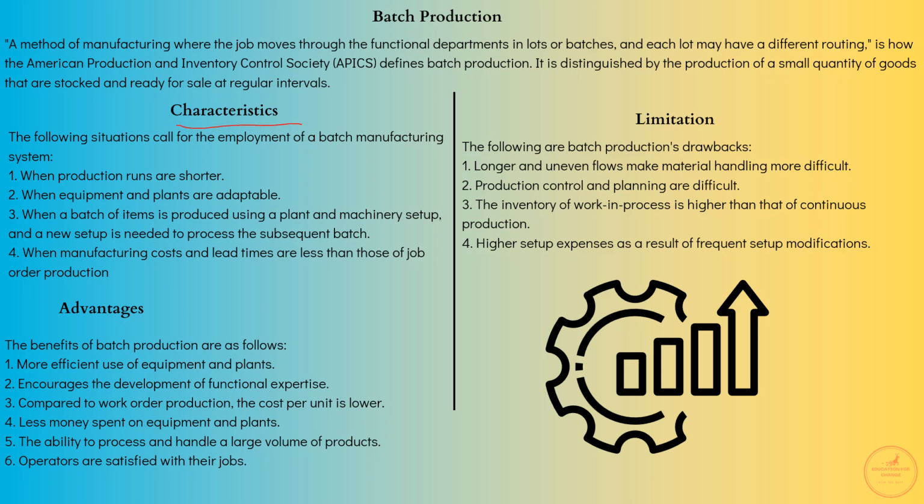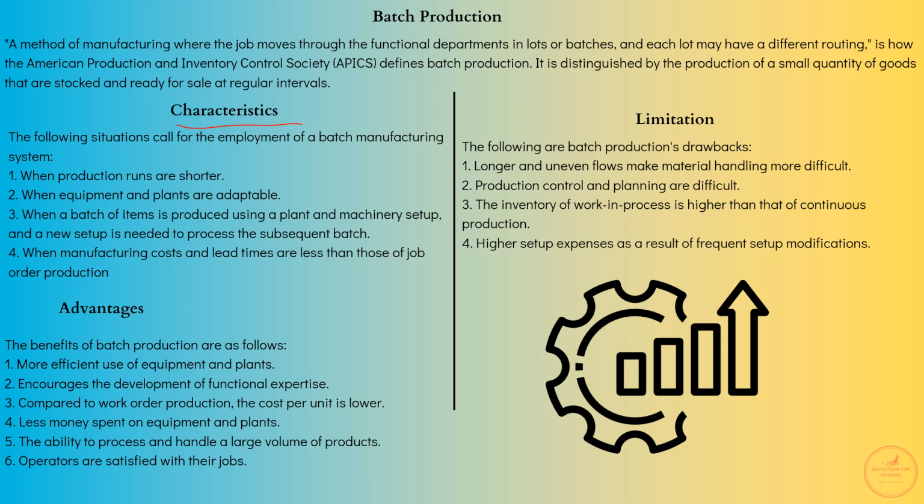When the production runs are shorter. That means when the shorter production time runs. Okay, when the plant machineries are flexible. Okay. Third one, the plant machinery setup used for the production of an item in a batch, and the setup is changed as required for the next batch. That means we can change the setup as per the requirement of the batch.